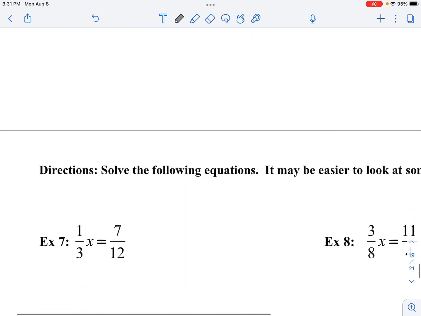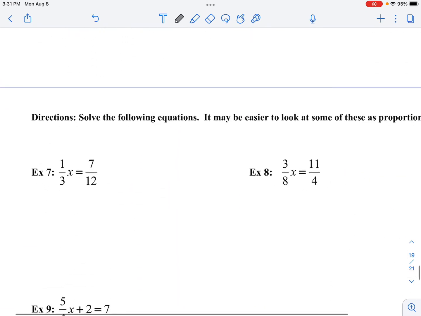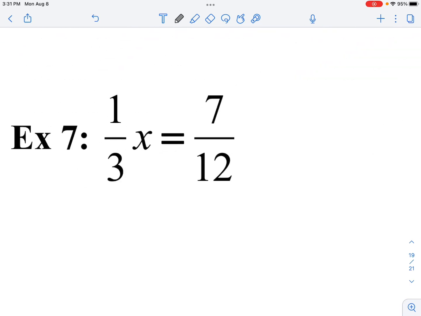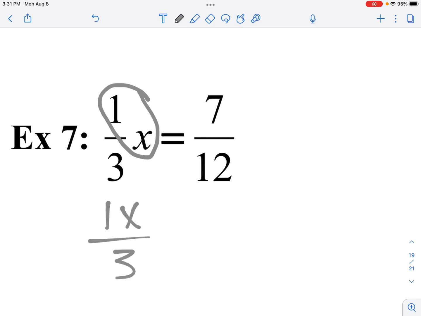Let's flip over to this back page. I've got a couple problems to do here. Solve the following equations. It might be easier to pretend like they are proportions. So in this case, what I'm going to do is I'm going to combine my 1 and my x up here. Even though it's 1/3 x, that's the same thing as 1x over 3. The x is being multiplied. You can think of it as x over 1 if you want to, and you just multiply the tops together and the bottoms together. So 1 times x is 1x, 3 times 1 is 3. Keep my equal sign, and I've got 7 over 12 on this side.